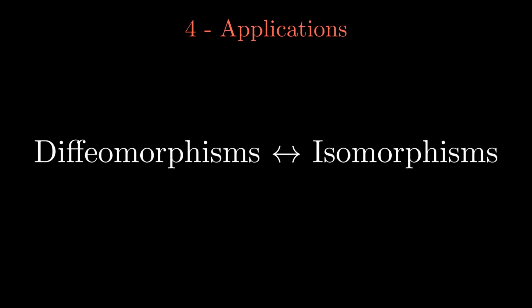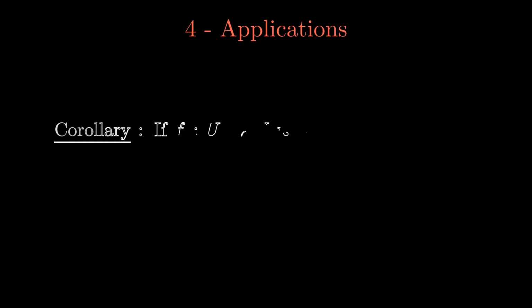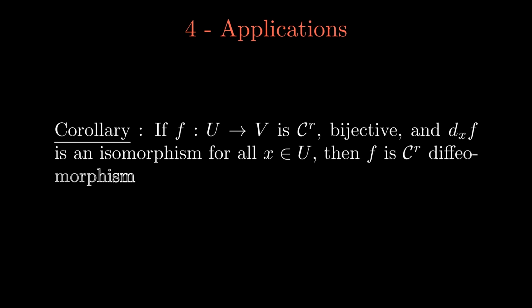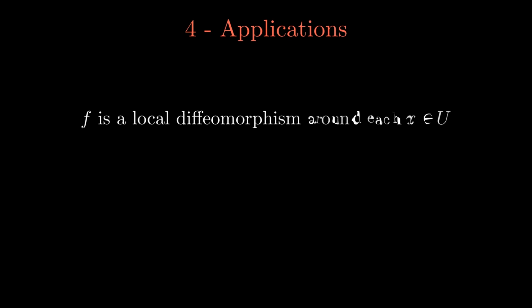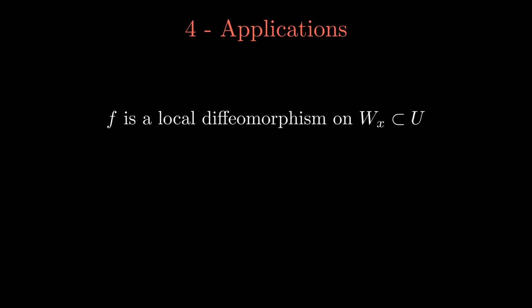Now, let's apply this new result to gain a bit more insight on the correspondence between isomorphisms and diffeomorphisms. The following corollary, also known as the global inversion theorem, gives us some sufficient conditions for a function to be a diffeomorphism, based on its differential and assuming it's already a bijection. Let's prove this result. By the inverse function theorem, the function f is a local diffeomorphism around every point in U. We'll denote by Wx an open neighborhood of x on which this is the case.